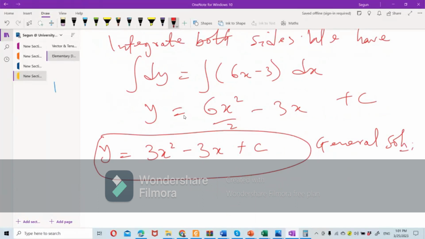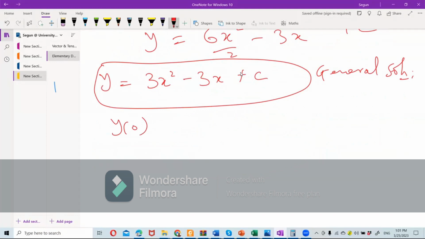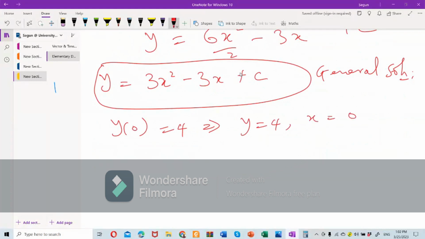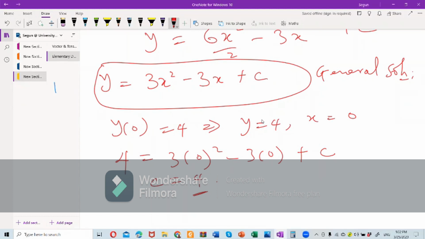General solution. Now, because you have a lot of this type of question in your exams, you will see y of 0. Remember, y of 0 equals 4. It simply means that y is equal to 4 and x is equal to 0. So y equals 4, I have it equals 3 of 0 squared minus 3 of 0 plus c. So my c is equal to 4.